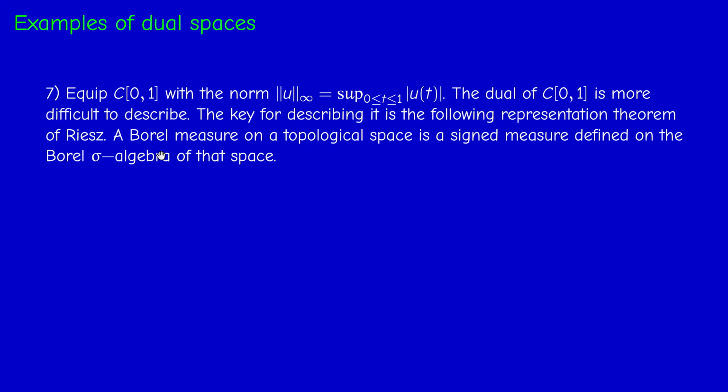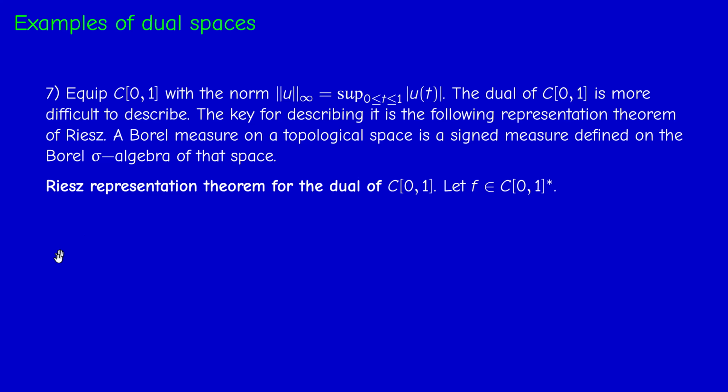Okay, so a Borel measure on a topological space is a signed measure. Signed measure, as I said, is just an extension of the notion of measure. It does not take the value plus infinity, okay, but it can take negative values. So a Borel measure on a topological space is a signed measure defined on the Borel sigma algebra of that space. Okay? And here is the Riesz representation theorem that you should know, at least.